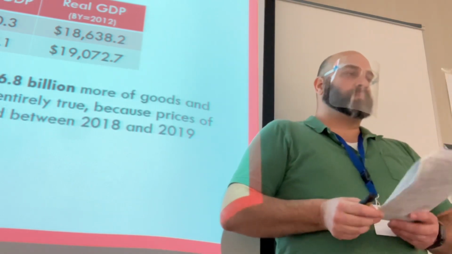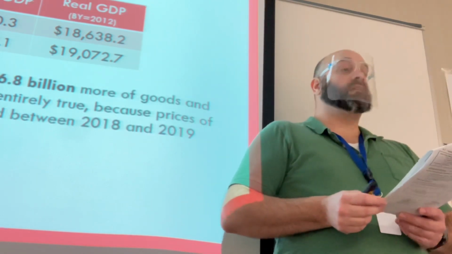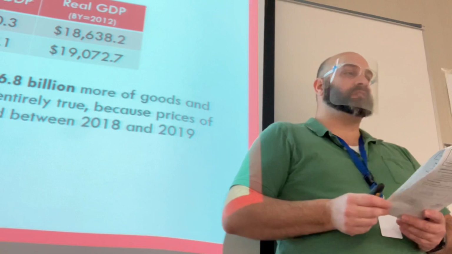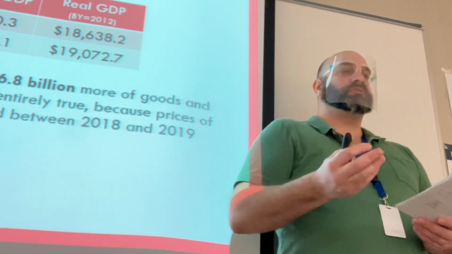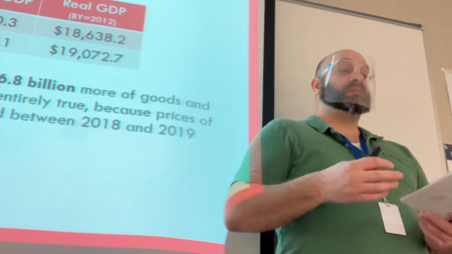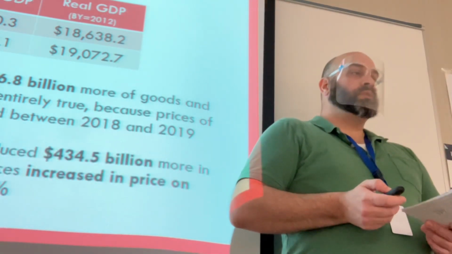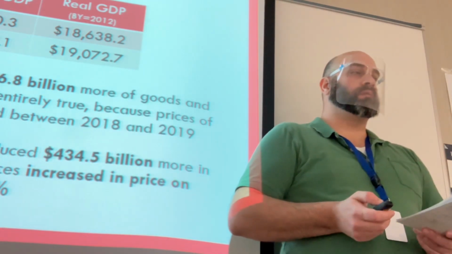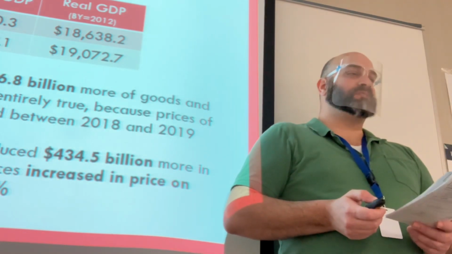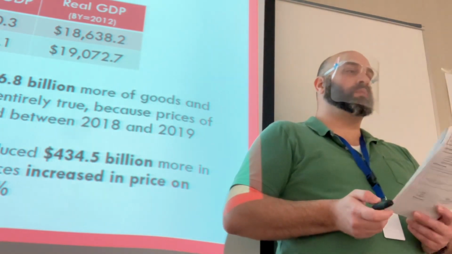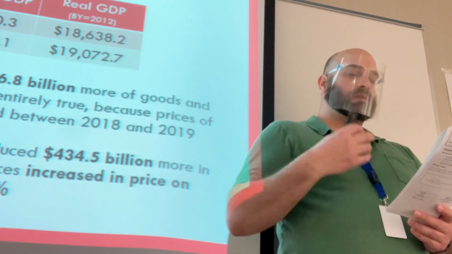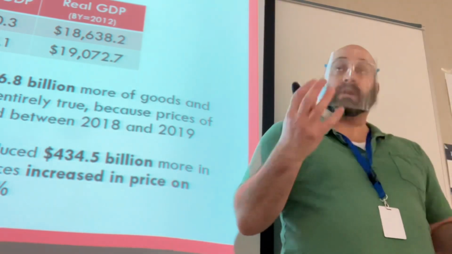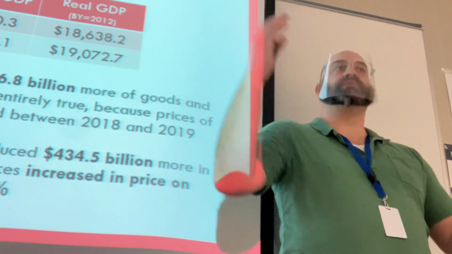So the nominal gross domestic product tells us that we produced $846.8 billion more of goods and services in 2019 than 2018, which is not entirely true because the prices of goods and services may have changed between 18 and 19. But the real GDP tells us that, in fact, we only produced $434.5 billion more in goods and services, but the goods and services increased in price on average by 1.74%. So that shows that we weren't really as productive as the nominal GDP shows, but we were still very productive. It was just like a 1% increase.